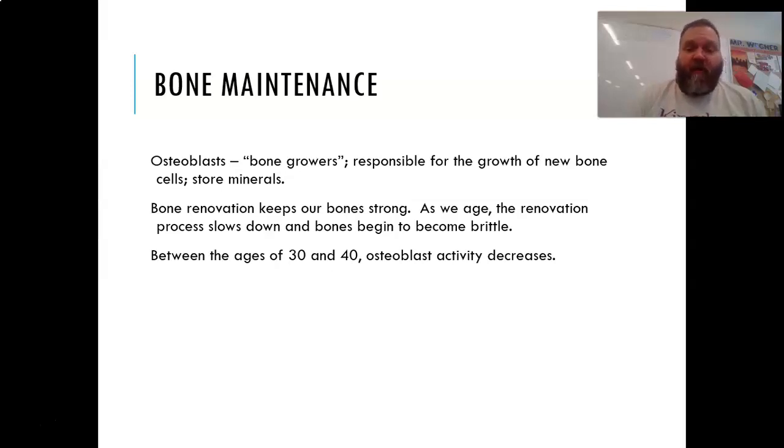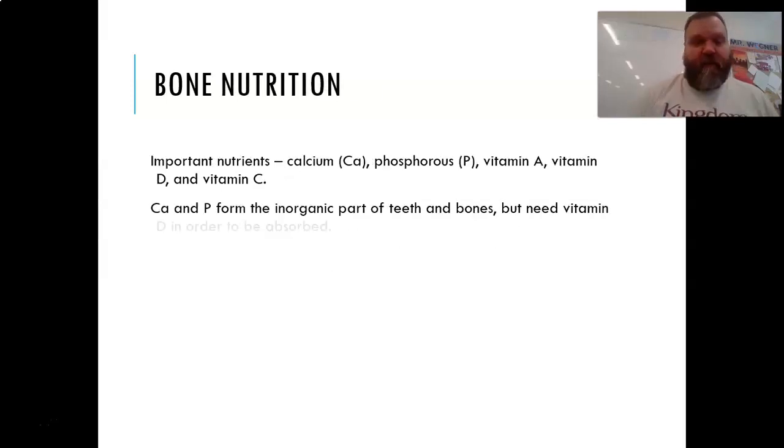Bone renovation keeps our bones strong. As we age, the renovation process slows down and bones begin to become brittle. Between the ages of 30 and 40, osteoblast activity decreases. Important nutrients for your bones are calcium, phosphorus, vitamin A, vitamin D, and vitamin C. Calcium and phosphorus form the inorganic parts of teeth and bones, but they need a vitamin.